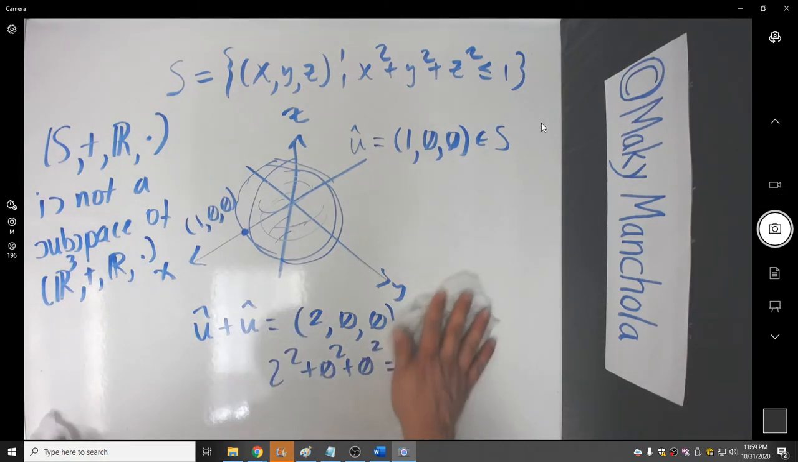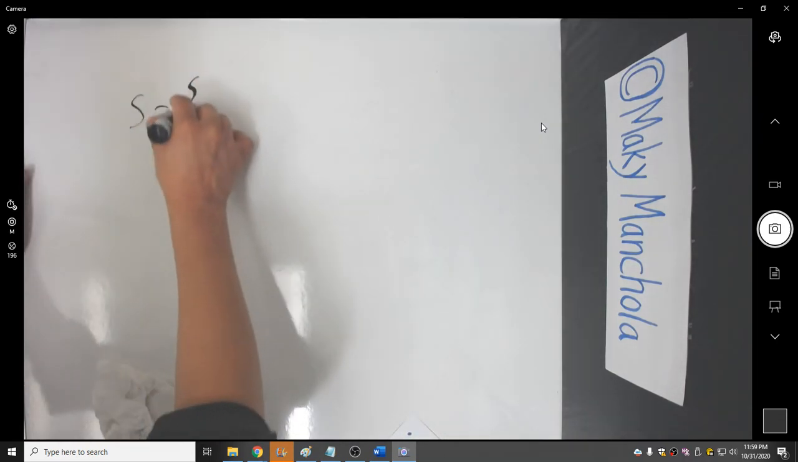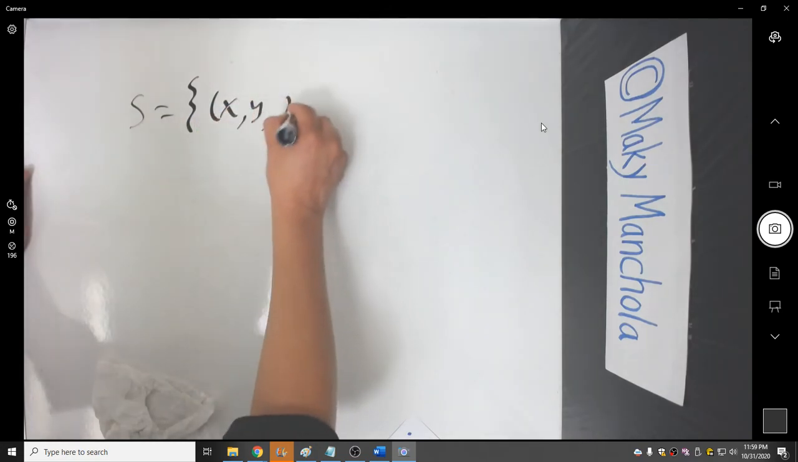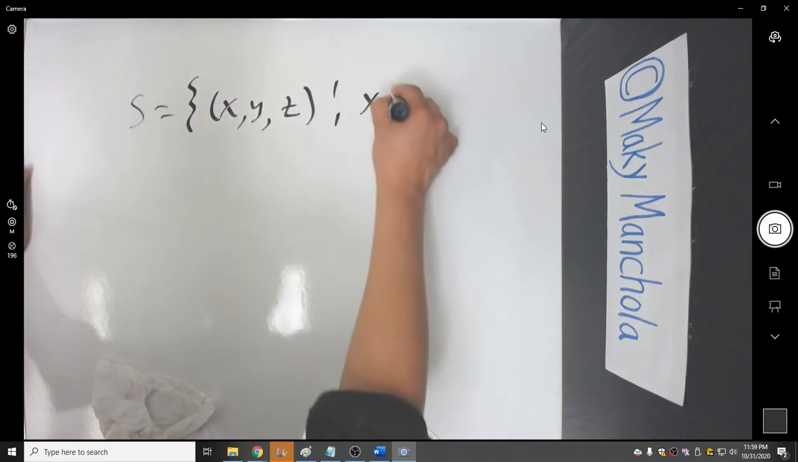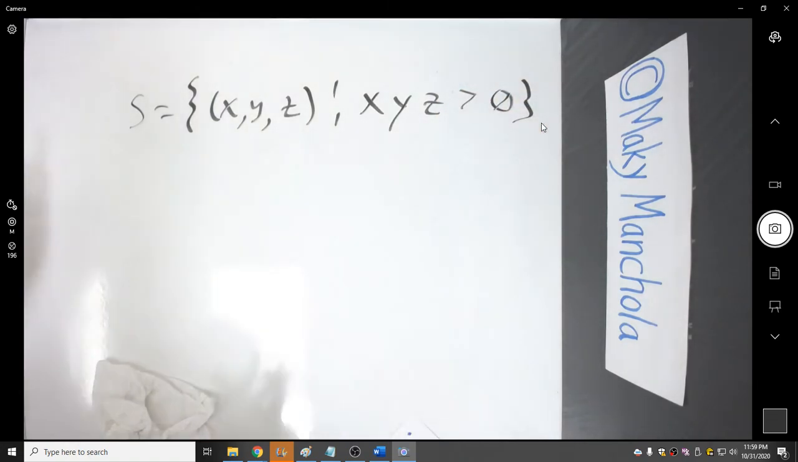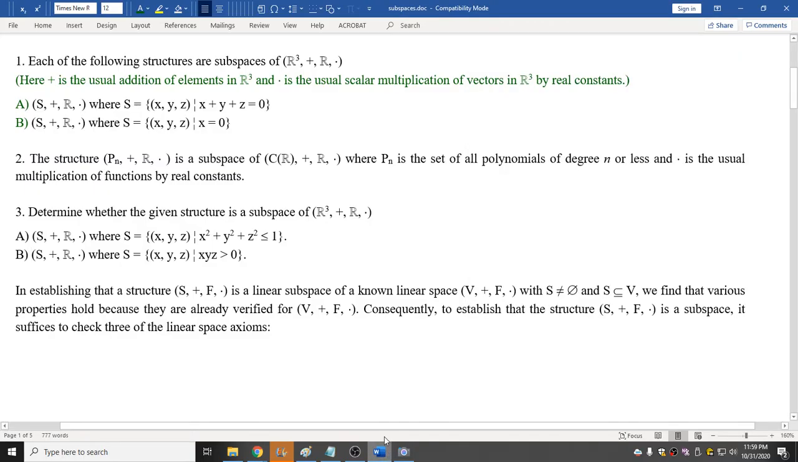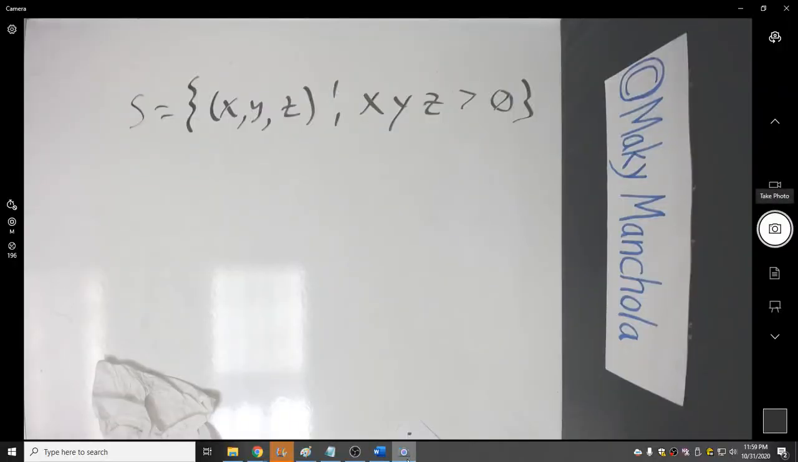Let me erase so we can write our set S. The description is: S consists of all triples X, Y, Z such that the product XYZ is greater than 0. Let's double check on that. Greater than 0. Okay, so here's the problem.